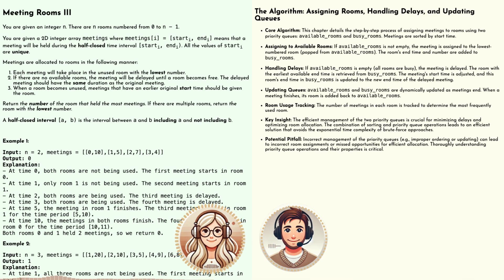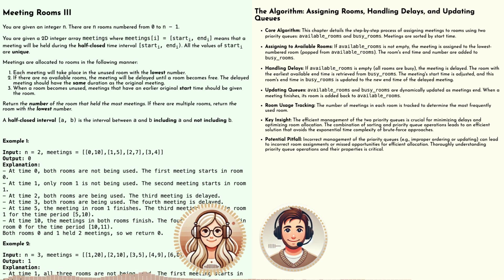That's where it gets a little more interesting. Okay, I'm all ears. What happens when there's no room at the end? Well, in that case, we take a peek at the top of the busy rooms queue to see which room is going to open up first. Right, because that queue is sorted by the meeting end times. Exactly. So the top one's the one we care about.